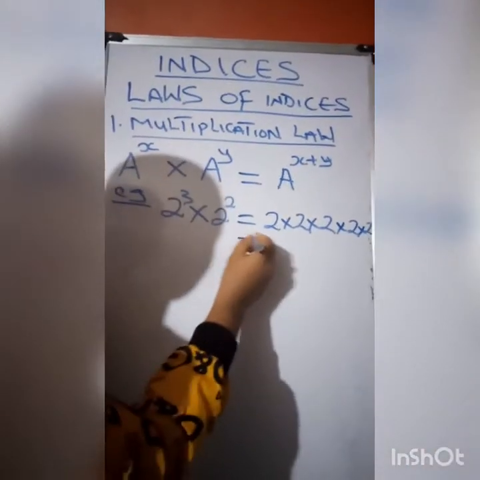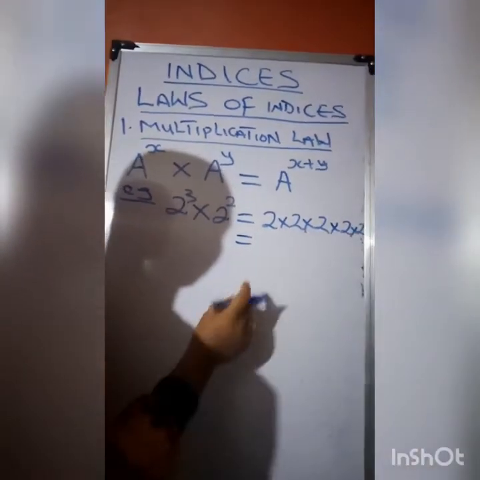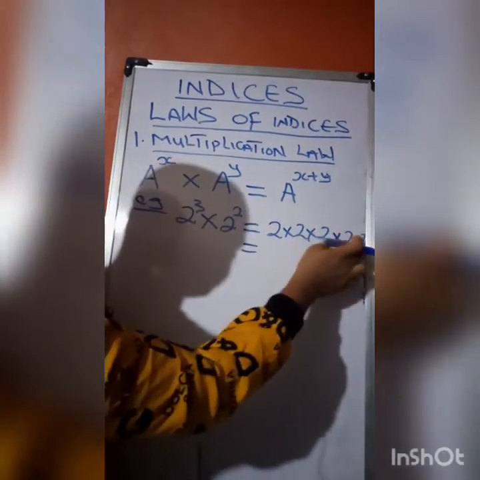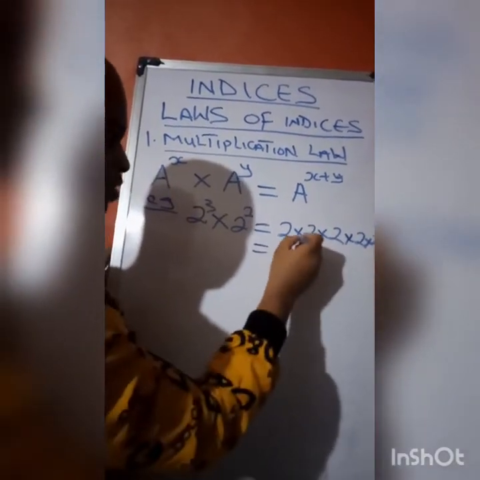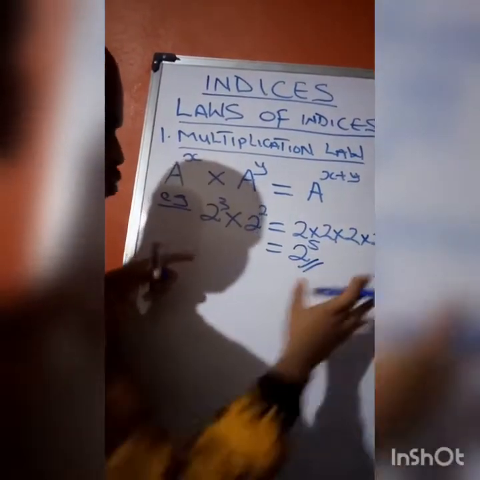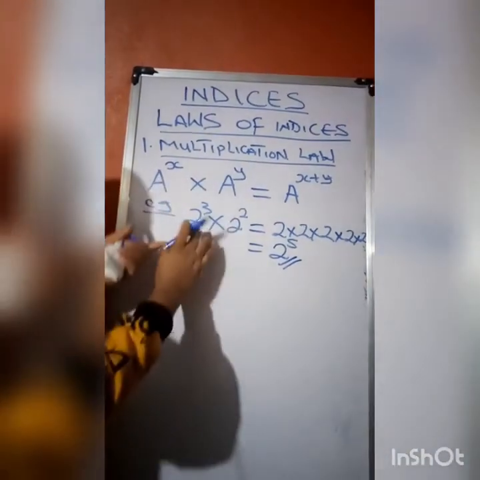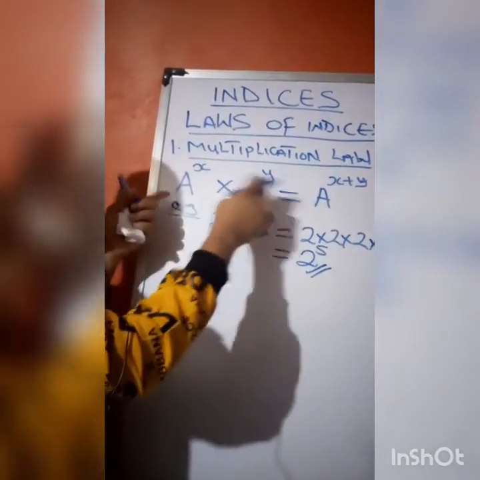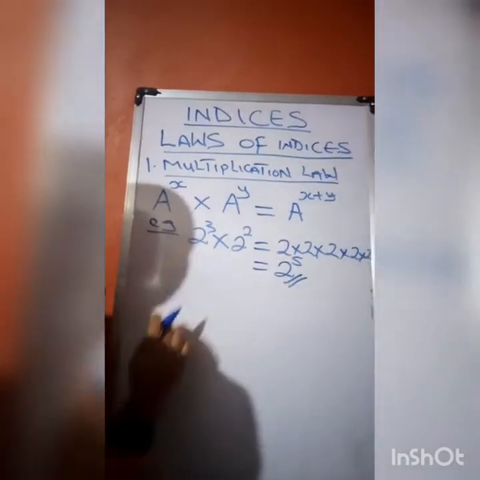Now, how many of these 2's do you have? 1, 2, 3, 4, 5. So it's 2 raised to the power of 5. I'm not interested about what 2 raised to the power of 5 will give us. Let's apply it to this law. Let's see if this law will give us 2 raised to the power of 5.